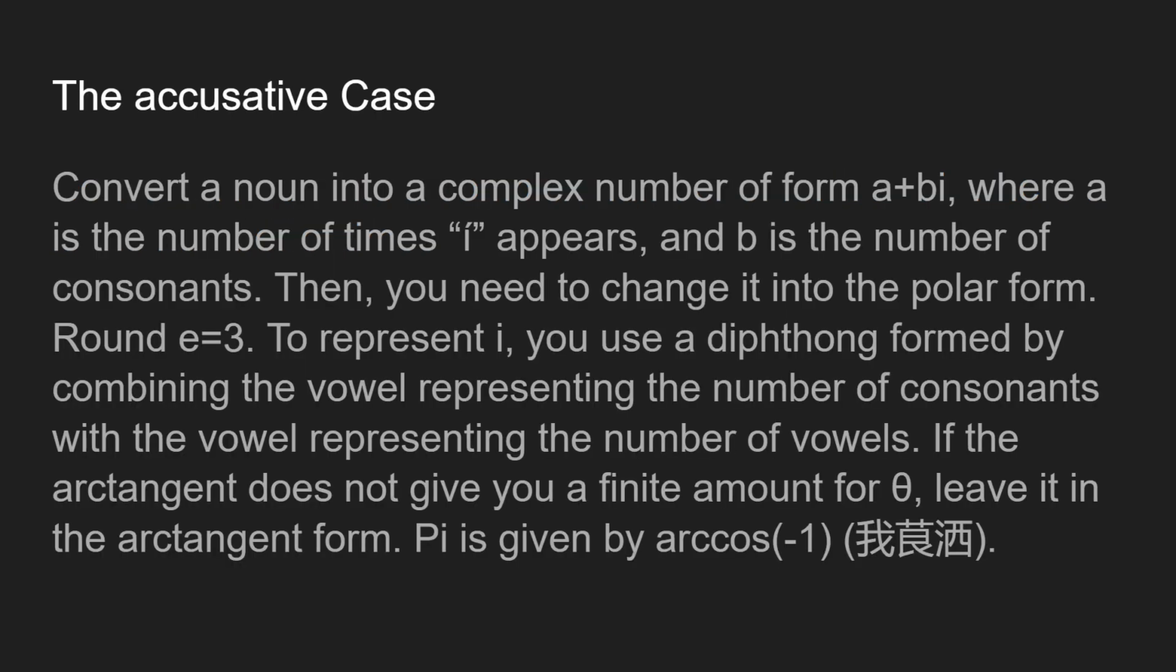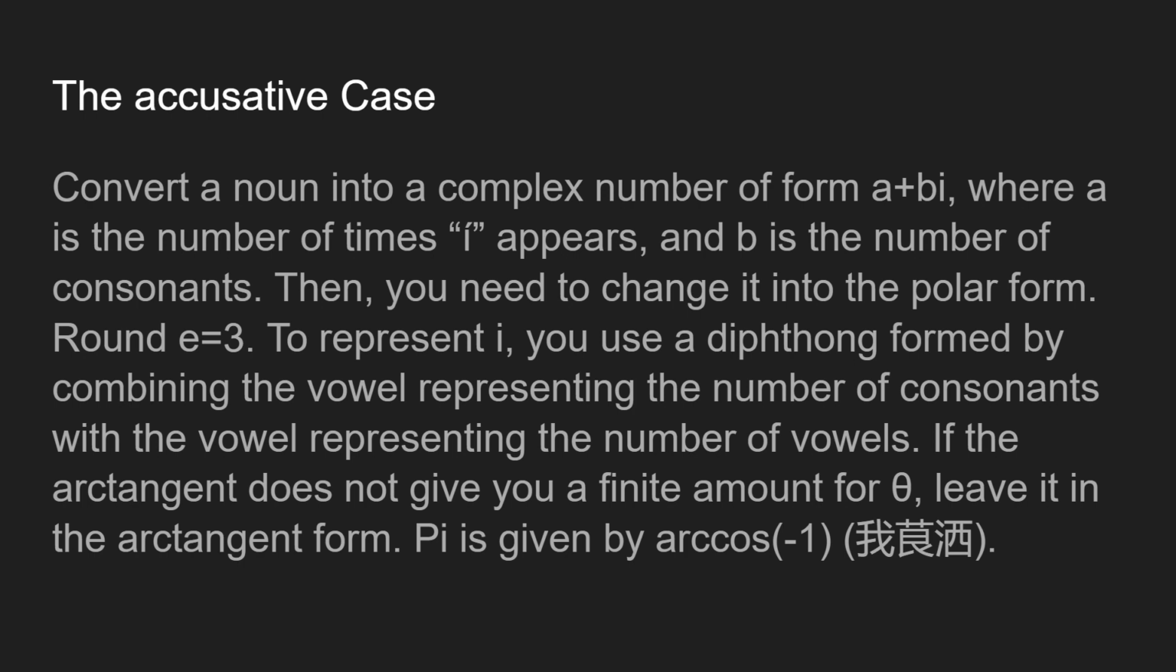So then, the accusative case, the grammar. The grammar in this language is quite cursed. So basically, first of all, you need to convert a noun into a complex number of the form a plus bi, where a is the number of times e appears and b is the number of consonants. Then change it into the polar form, and over time, this has been used so much that e has simply been rounded to 3 to speed things up.